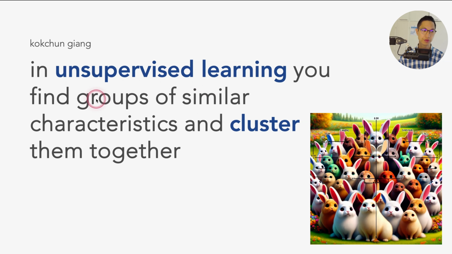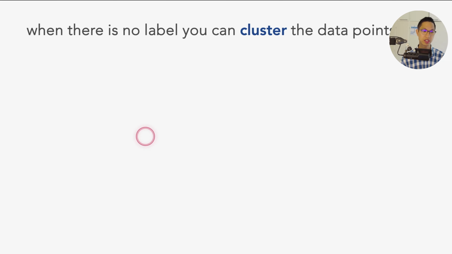In unsupervised learning, you find groups of similar characteristics and cluster them together. Note that in unsupervised learning, we don't have a label, we don't have supervision. It means that we need to find different characteristics and then we group them together. Okay, let's move on to see what this means.